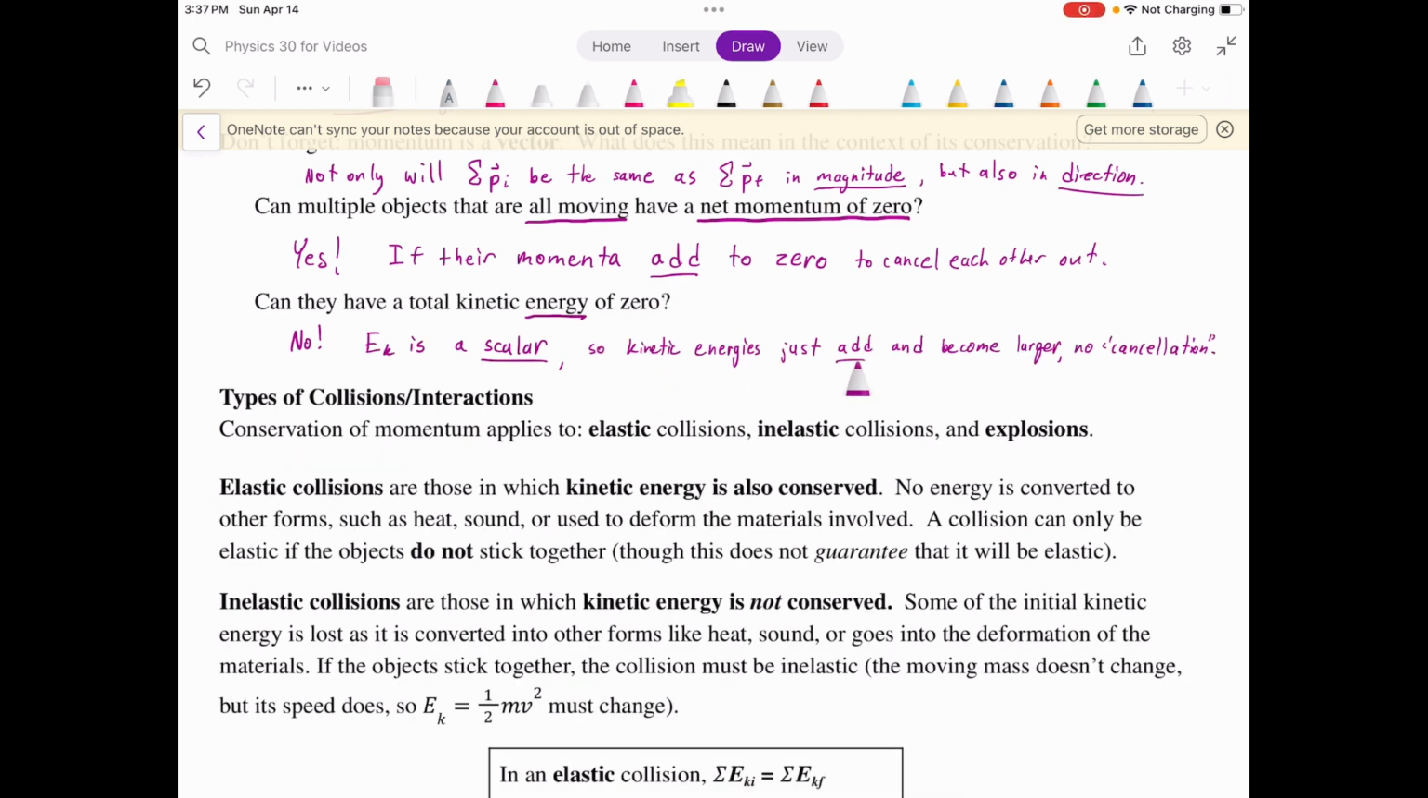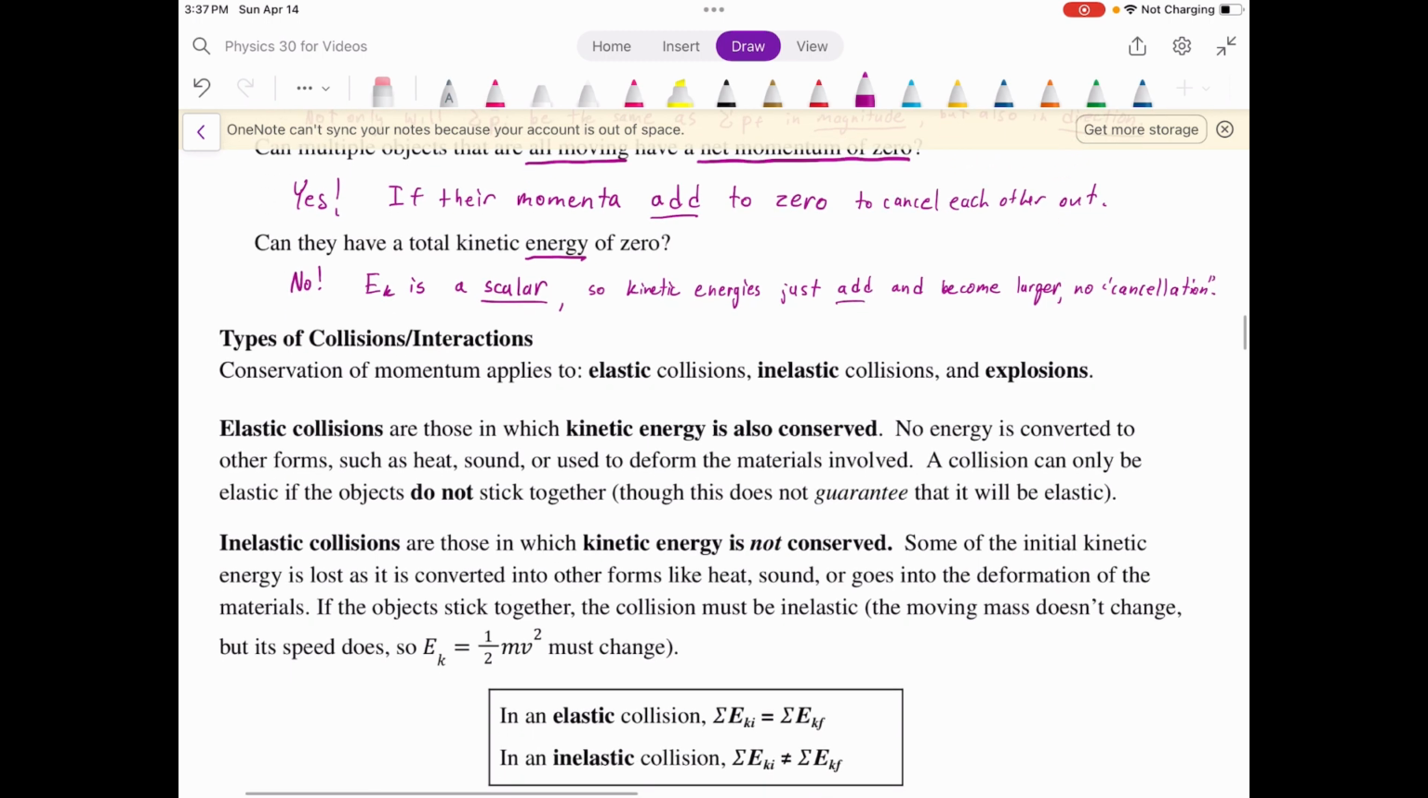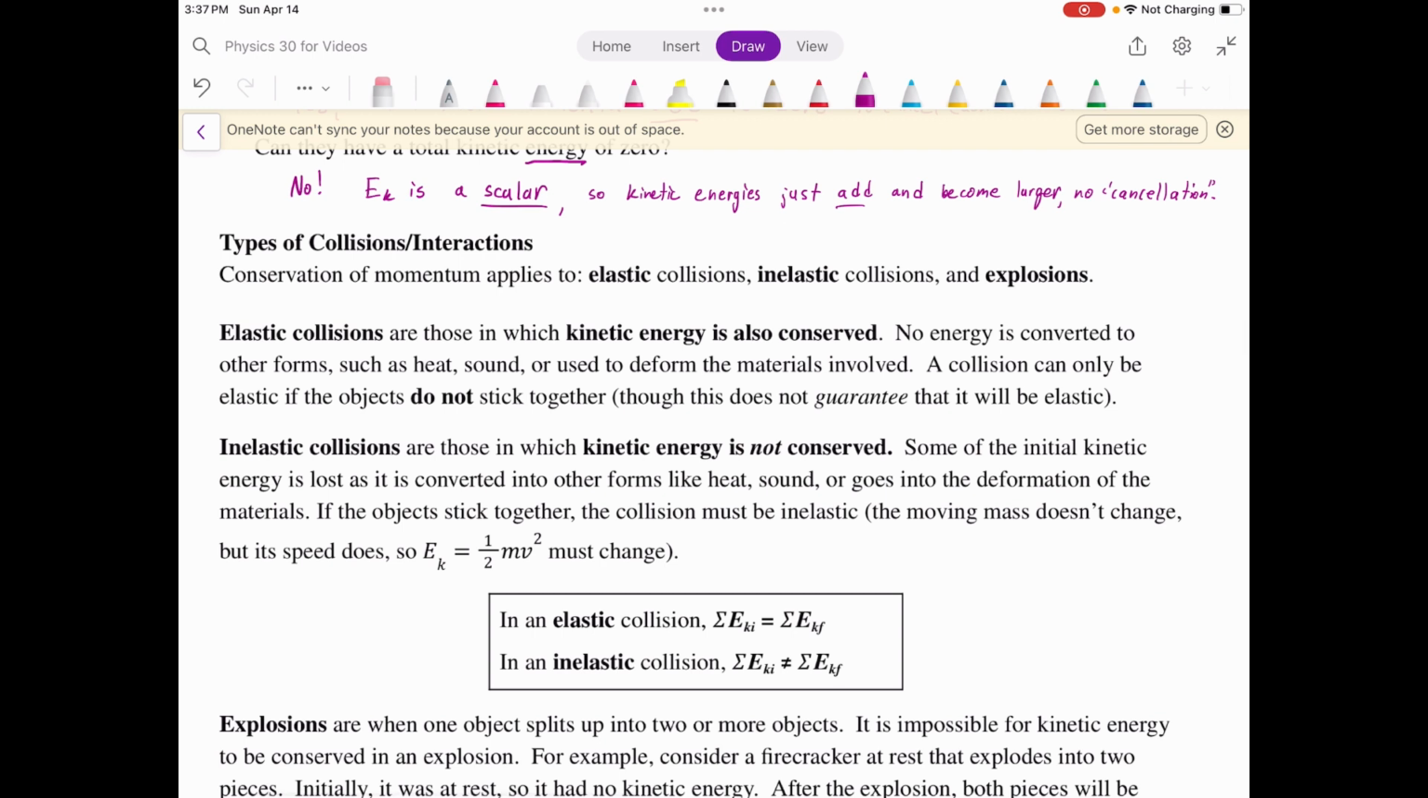They really do just add up more and more and more. The more the objects are moving, the more kinetic energy you have. There's no such thing as canceling it out because it's in the opposite direction, because energy doesn't have a direction in the first place. Okay, so let's just talk about the different types of collisions and interactions.